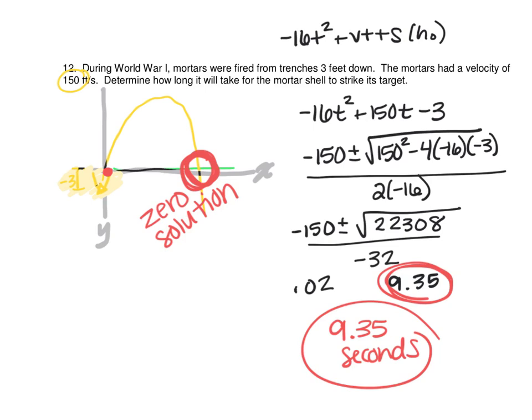I hope this has been helpful. Like I said in the beginning, the biggest thing is just figuring out whether it's asking you to solve for a 0 or the vertex and which coordinate of the vertex it's asking you to solve for.